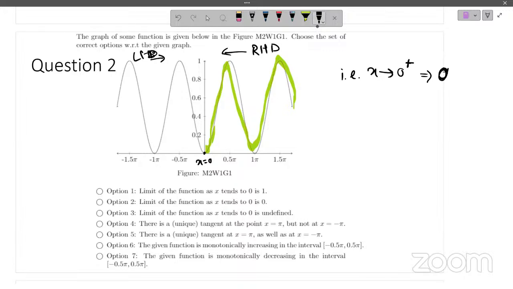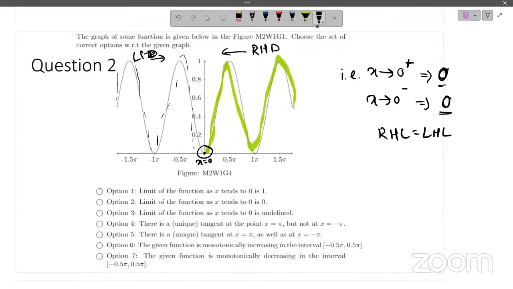Similarly, if we travel from the left hand side, we observe that at the end we will end up at y equals 0 itself. So as x goes to 0 minus, it also gives us 0. No matter from which direction we come to the point x equals 0, we end up at the same point. So at x equals 0, the right hand limit and the left hand limit are the same, which means our limit will exist and the value of the limit is nothing but where we end up at the end.